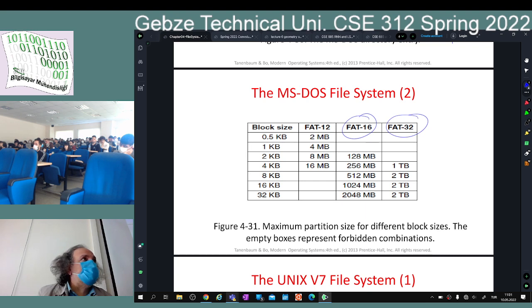So this is one case of the file systems.